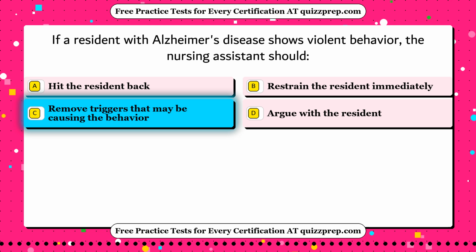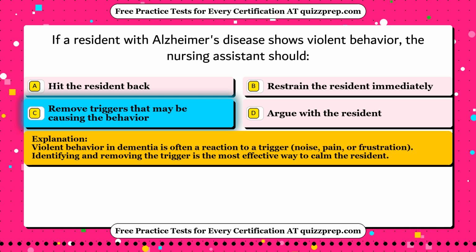The correct answer is option C, remove triggers that may be causing the behavior. Violent behavior in dementia is often a reaction to a trigger, noise, pain, or frustration. Identifying and removing the trigger is the most effective way to calm the resident.